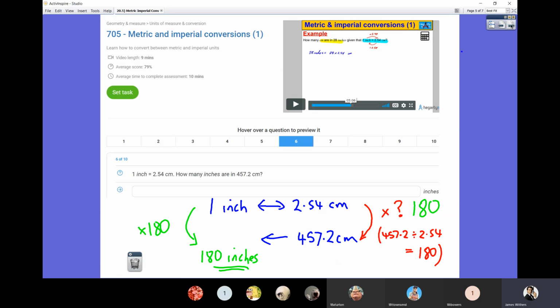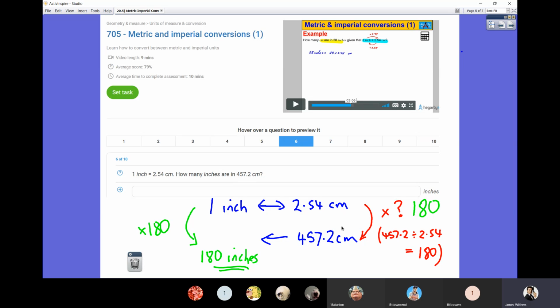Okay, here's an example of question 6. Again, start off with the equals bit, the information they give you. So 1 inch is the same as 2.54 centimeters. Then just make sure you get this the right way around. How many inches are there in 457.2 centimeters? So write these centimeters in the centimeter column. Okay, now how do we go from 2.54 to 457.2?